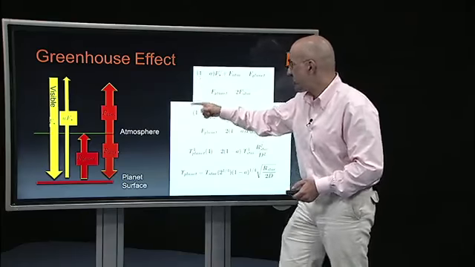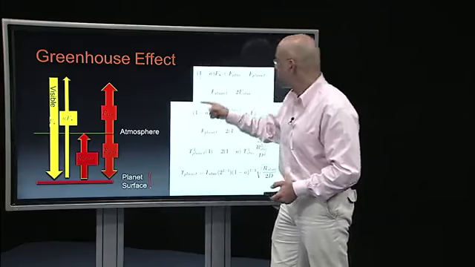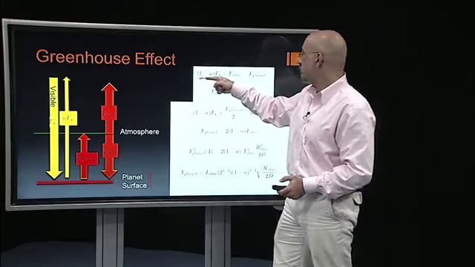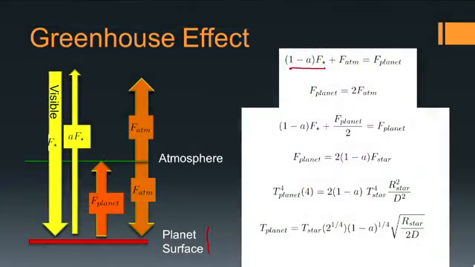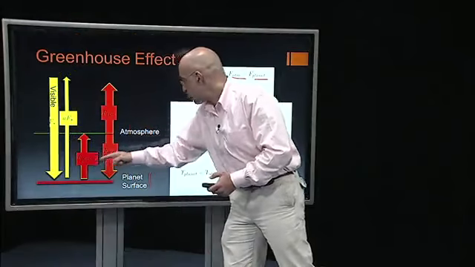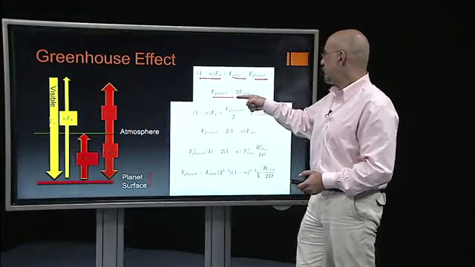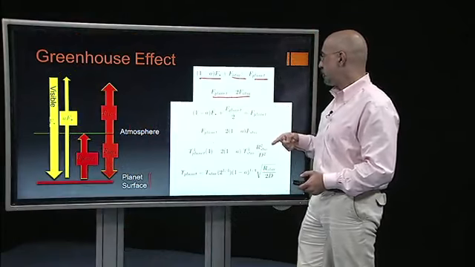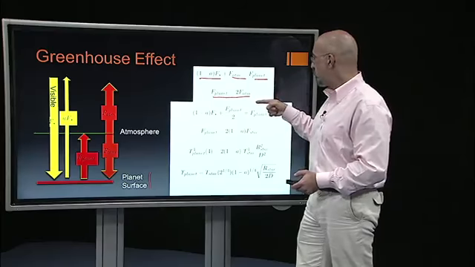This is our energy balance equation at the surface, where we equated the flux coming in from the star and the flux absorbed from the atmosphere to the flux radiated from the planet. Here's our second equation, again requiring an equilibrium between the flux from the planet and the flux emitted from the atmosphere. We can solve these equations.